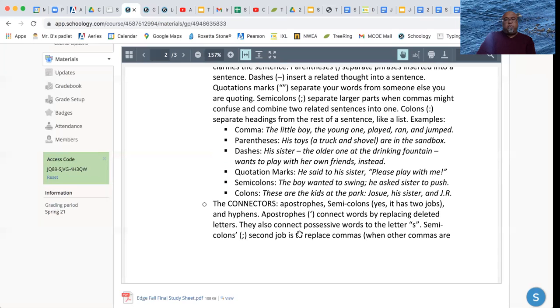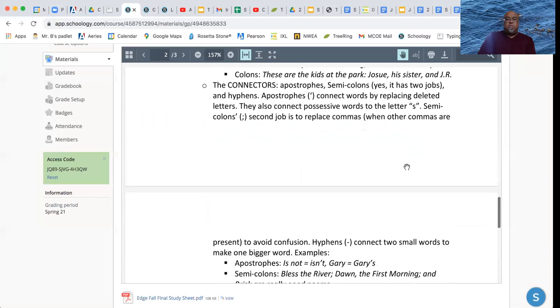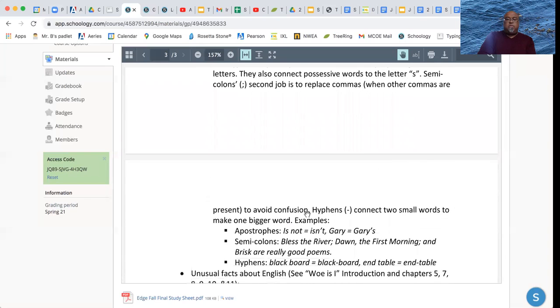By the way, this is posted to Schoology, so you can look at this as long as you want, even though I'm going quick here in the presentation. The connectors are apostrophes, semicolons (yes, it has two jobs), and hyphens. Apostrophes connect words by replacing deleted letters. They also connect possessive words to the letter S. Semicolons' second job is to replace commas when other commas are present to avoid confusion. And hyphens connect two small words to make one big word.